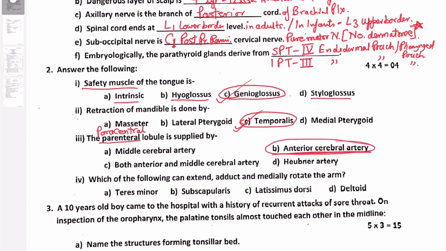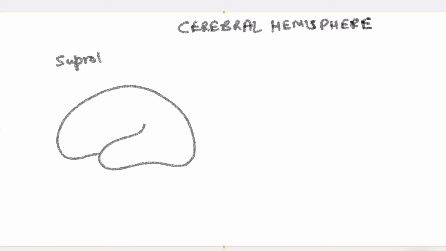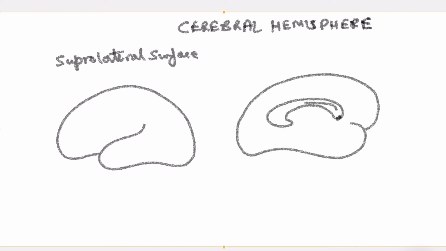Anterior cerebral artery supplies most of the structures on the medial surface of the cerebral hemisphere, as well as a strip 1 to 1.5 centimeter on the supralateral surface along the supromedial border. So here what you're seeing is the supralateral surface of cerebral hemisphere. And here you're seeing the corpus callosum, because this surface is what surface? This is the medial surface.